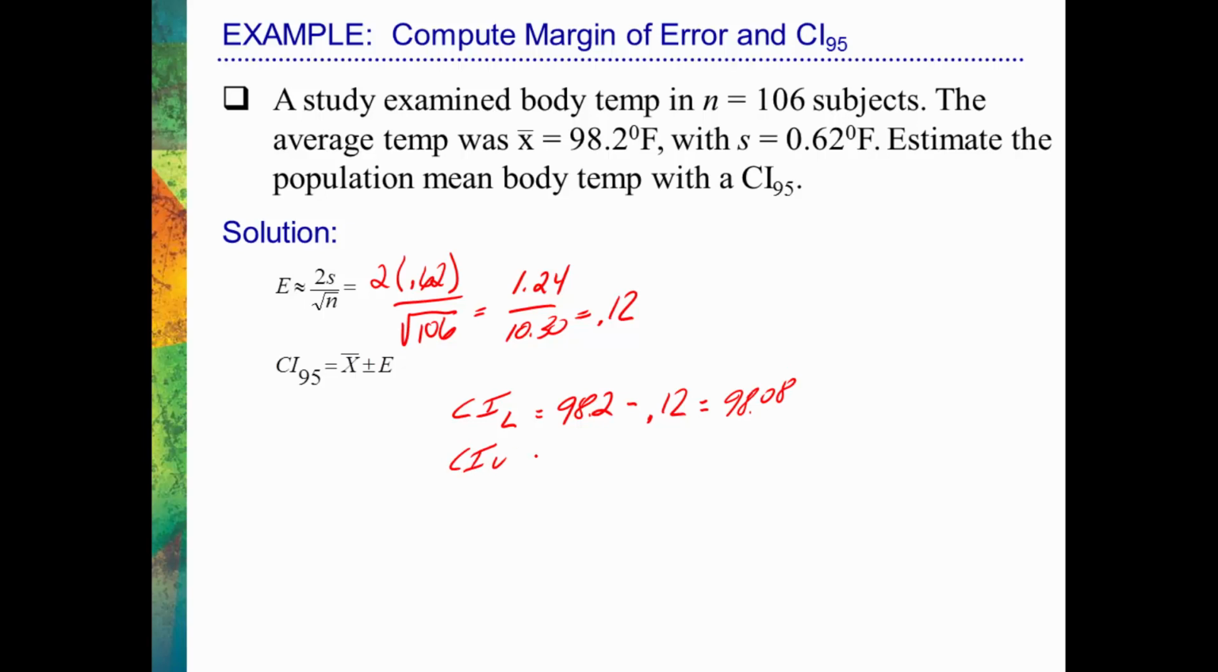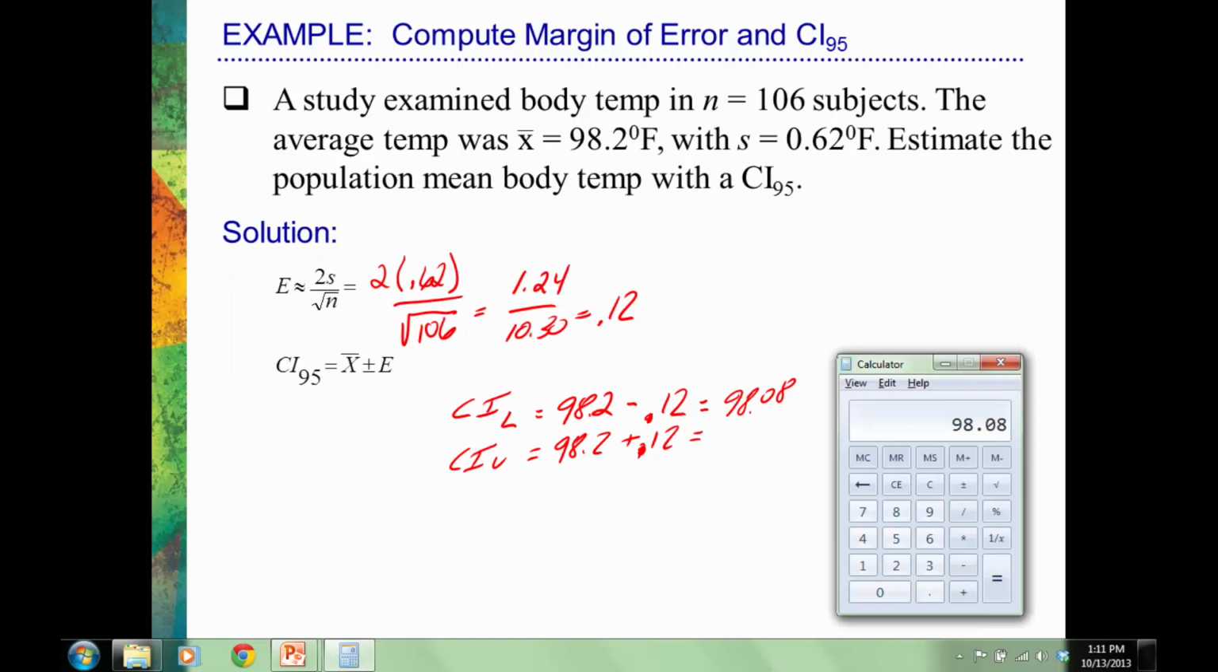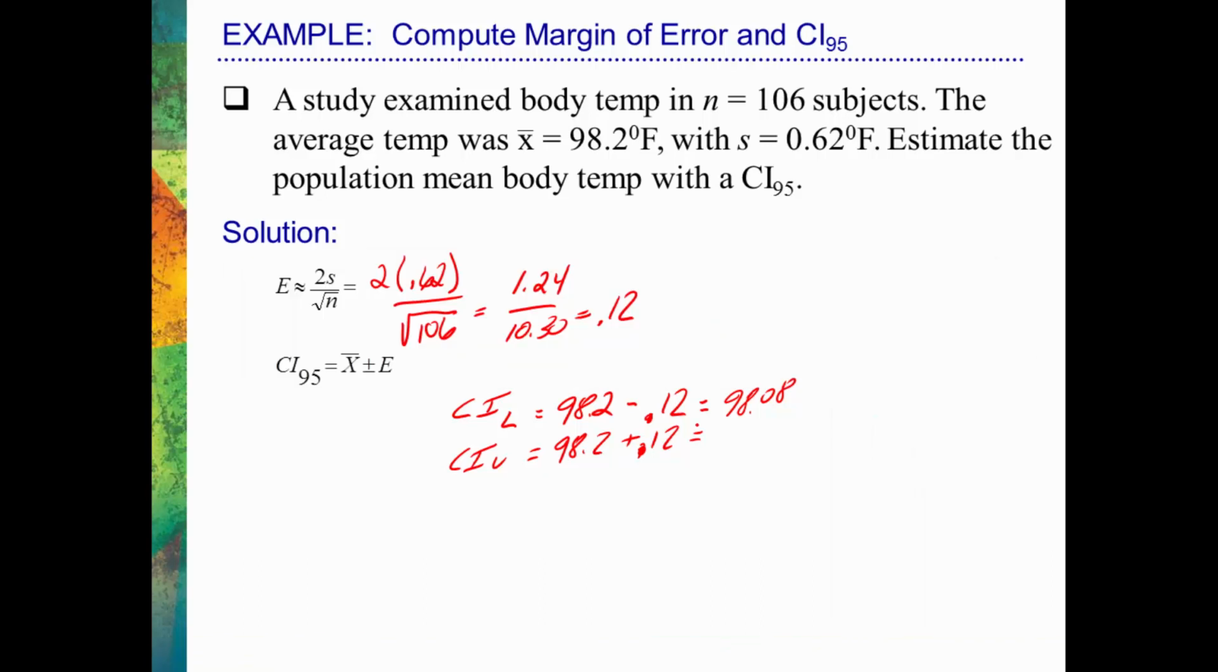Now let's compute our upper value. Of course, it doesn't matter if you compute your lower or your upper first. Upper value is going to be 98.2 degrees plus 0.12. So plus our margin of error of 0.12. So in this case, that's going to equal, and again, let's just use our calculator to make sure we don't make a mistake, 98.2 plus 0.12. That equals 98.32.